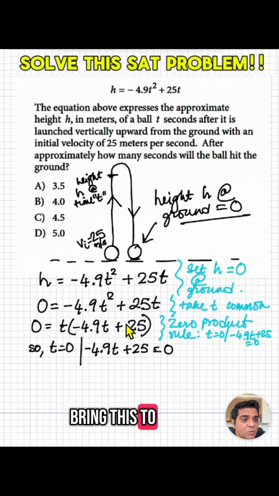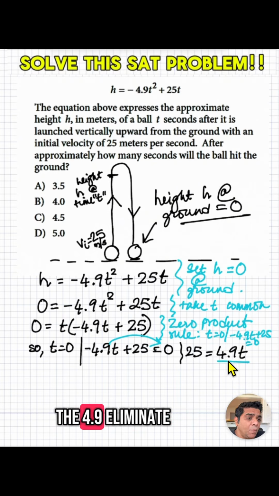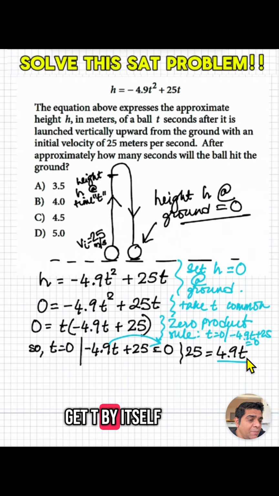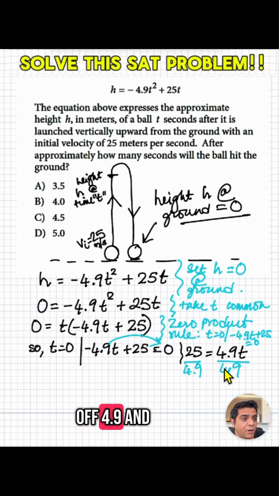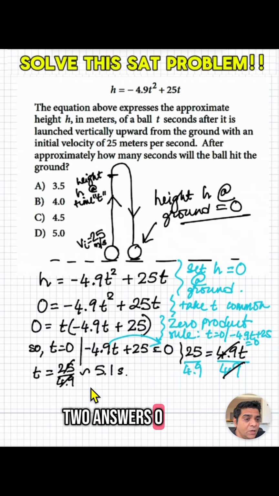So we're going to bring this to the other side. Then we have 25 equals 4.9t. What we're going to do is eliminate the 4.9 so we can get t by itself. So divide both sides by 4.9. This cancels off the 4.9, and then we get t equals 25 divided by 4.9, which is approximately equal to 5.1 seconds. Now we have two answers, 0 and 5.1.